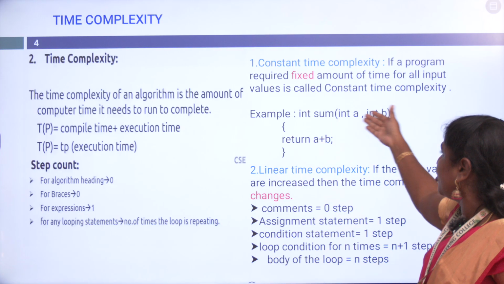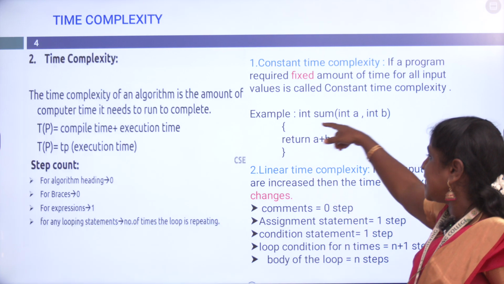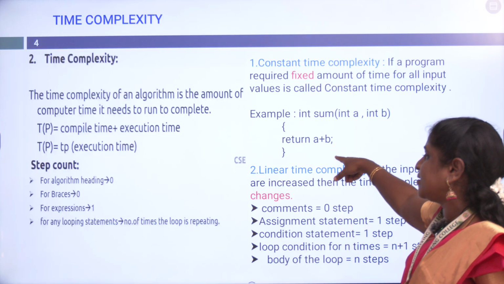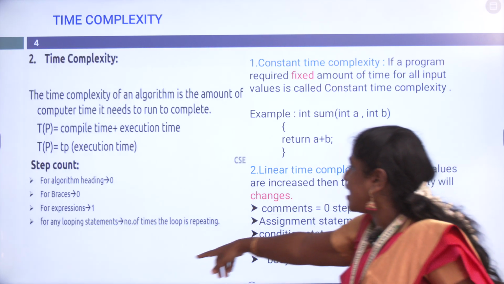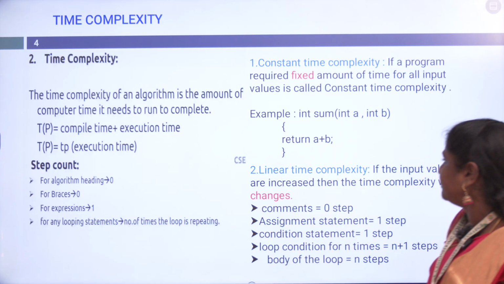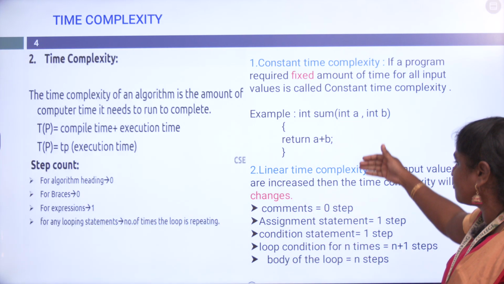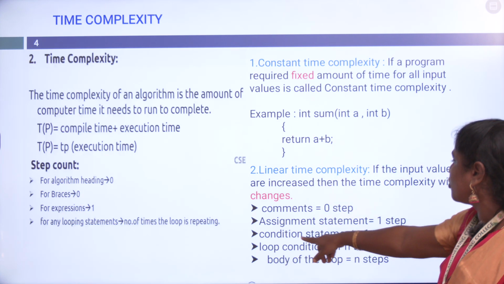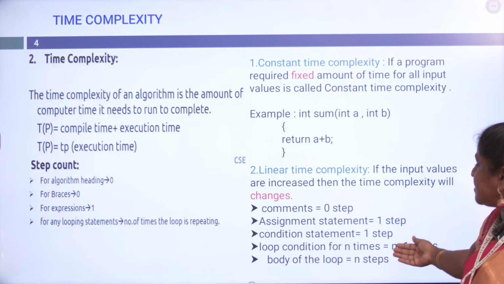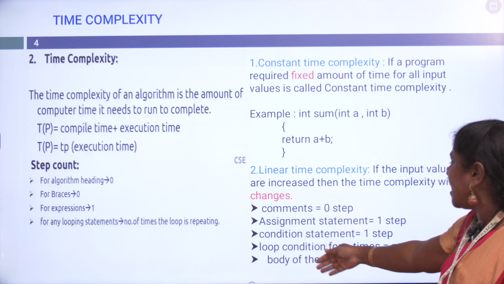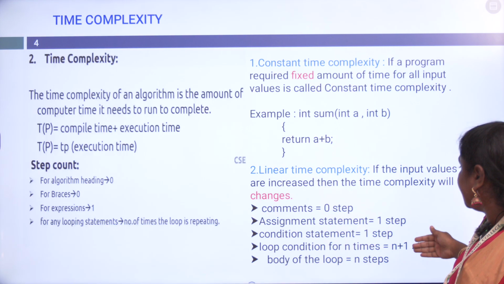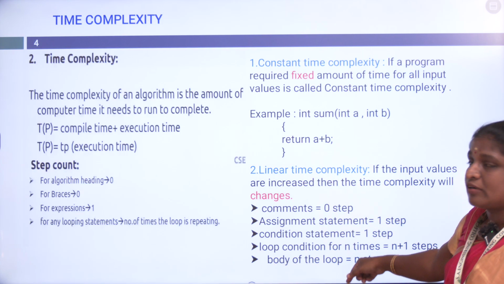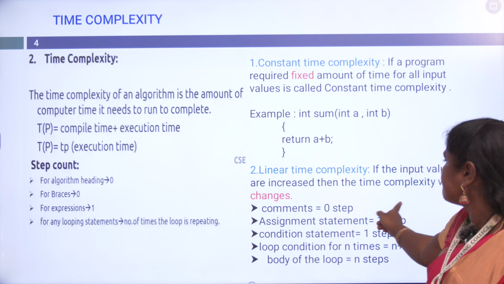For example, to calculate the sum of A, B, the algorithm heading gives 0. You calculate A plus B, solving this particular expression, and return the value, which is 1 unit. For expression, we have 1 unit. In linear time complexity, we have certain steps. The comment part in an algorithm is 0. Assigning any value comes under 1 step, and a condition statement is 1 step. If you use a loop condition, it comes under n plus 1 steps, and the body of the loop is n steps. Based on that, you calculate the linear time complexity.